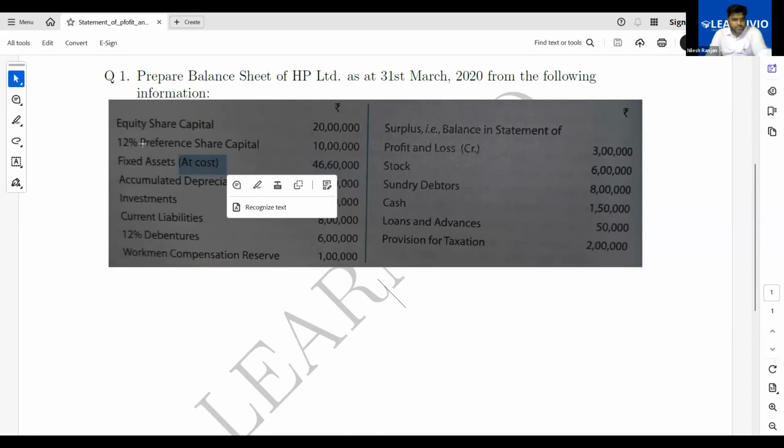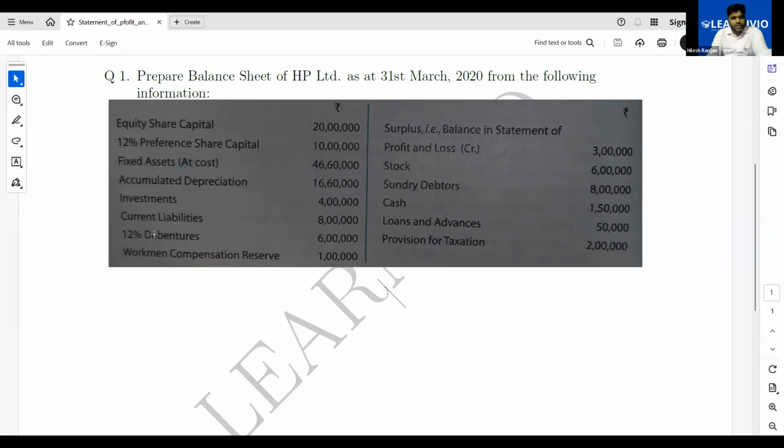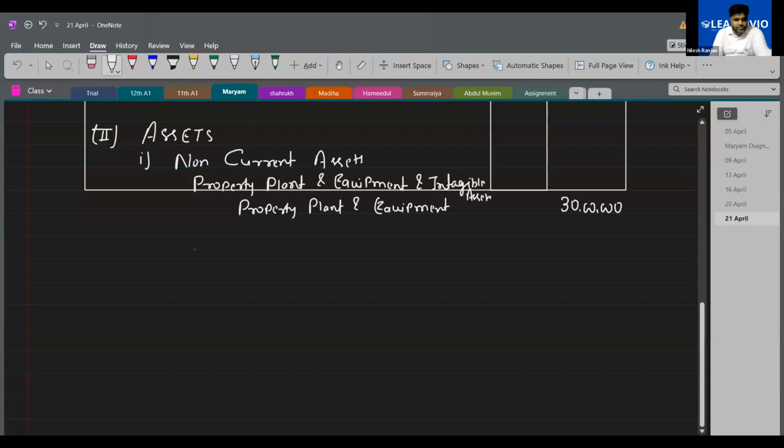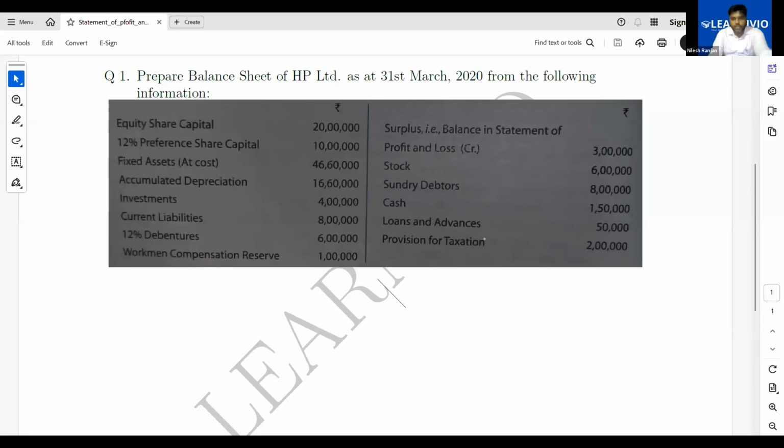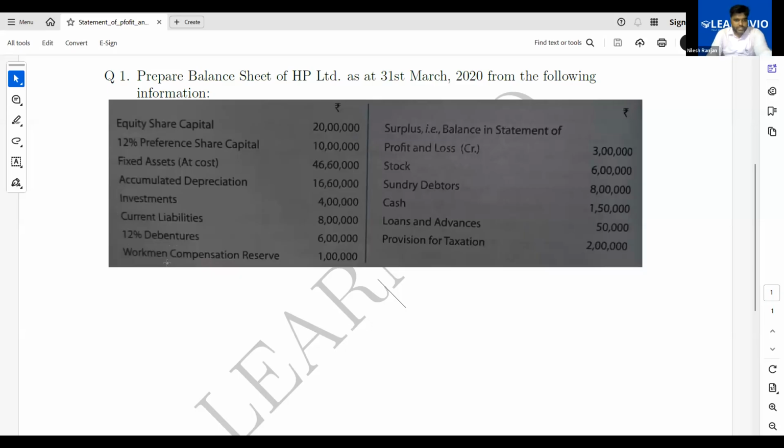So we have equity share capital, 12% preference capital, fixed assets, accumulated depreciation, investment. There is no mention of the type, so we will write non-current investment. It is 4 lakh. Then current liabilities we have covered, 12% debenture, workman compensation reserve, surplus, profit and loss, stock, sundry debtors, cash and loans and advances.